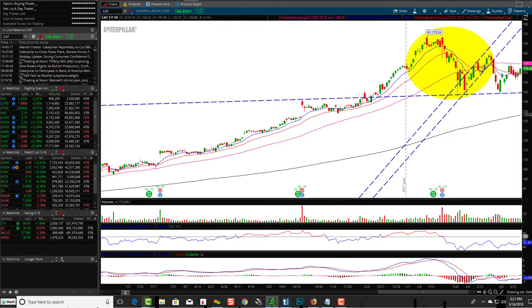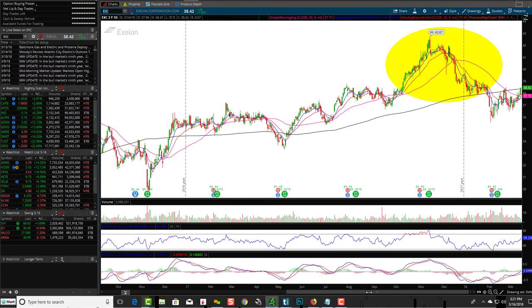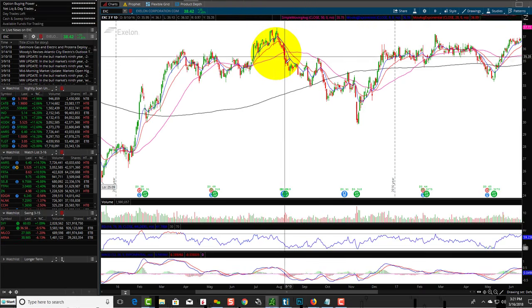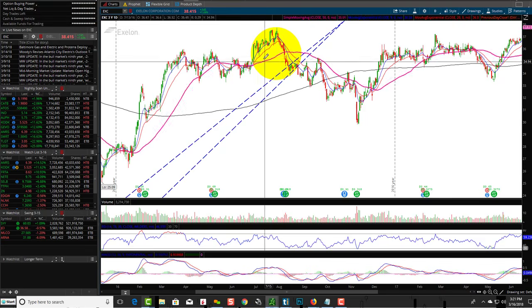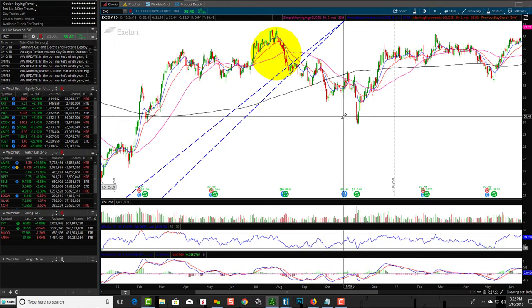Let's look at EXC. You'll see a couple of them on here, right? Inverted cup, followed by a little bit of a handle right there. So cup, handle, broke down, went back up again, turned into a whole other kind of pattern.